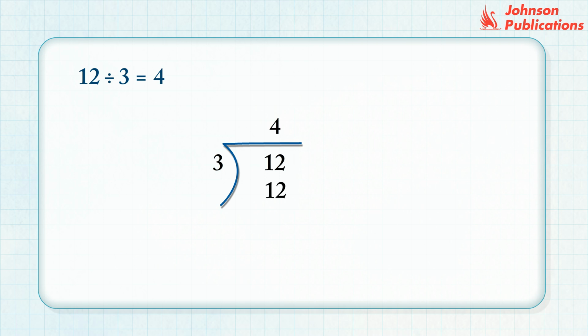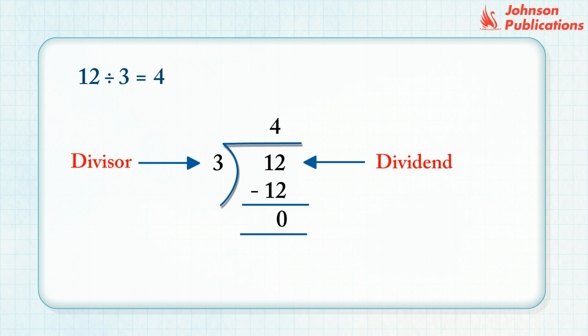We know that 3 fours are 12. Subtract these numbers to get the remainder as 0. Here, the number 12, that is the number which is divided, is called the dividend. The number 3, which divides the dividend, is called the divisor. The result, that is, 4, is called the quotient. The leftover, if any, is called the remainder.